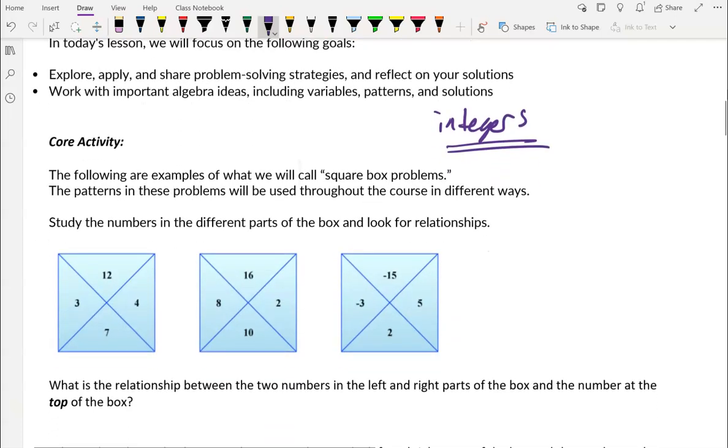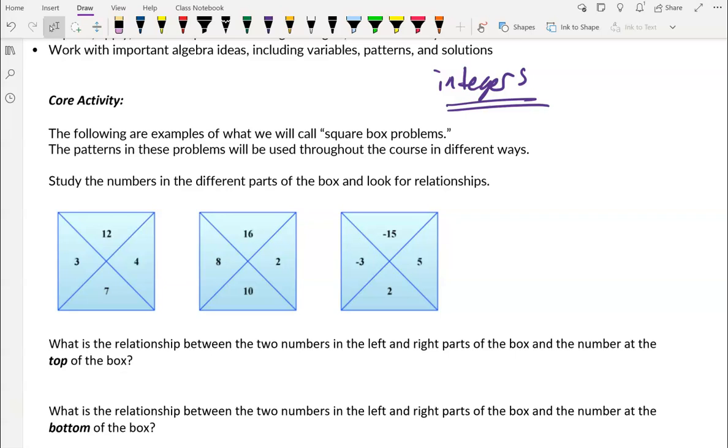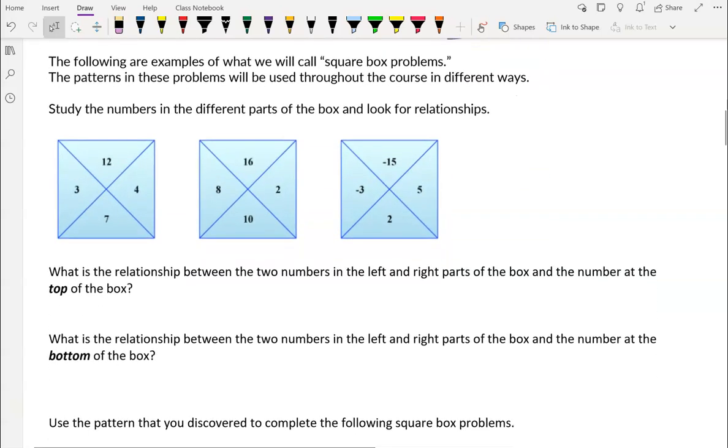Our core activity is this. The following are examples of what we're going to call square box problems. The patterns in these problems will be used throughout the course in different ways. Study the numbers in the different parts of the box and look for relationships. How are these numbers related?